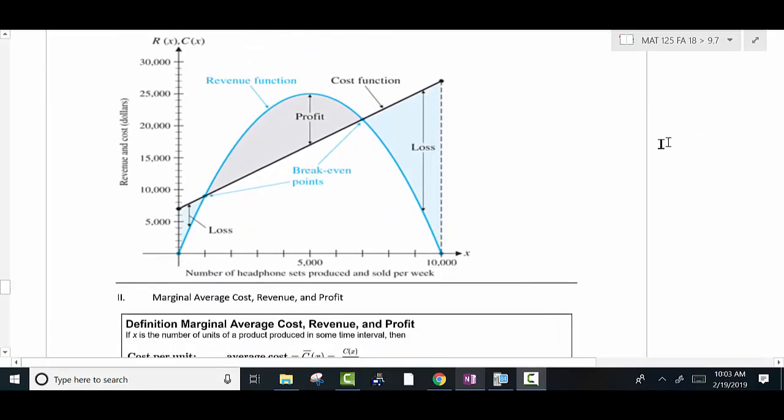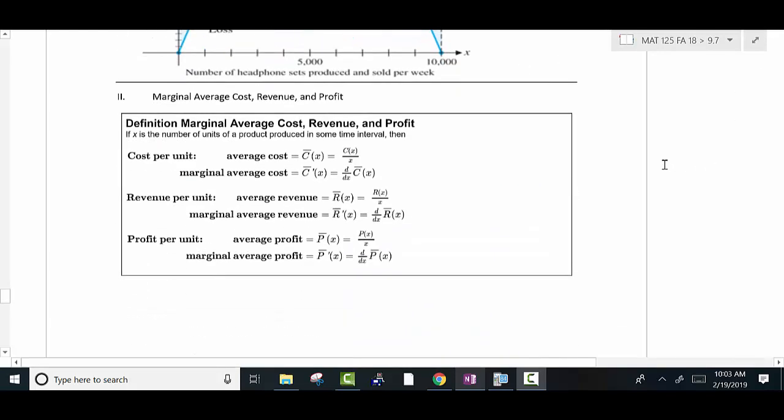A real fundamental thing that you want to be familiar with is the revenue and cost function, where you have profit, where you have loss, and where you have break-even points, and that kind of thing. So we talked about that, I think, on the previous problem. We have talked about marginal. And remember, if I'm asking for a marginal cost or revenue or whatever, I'm asking for a rate of change. So you're doing a derivative.